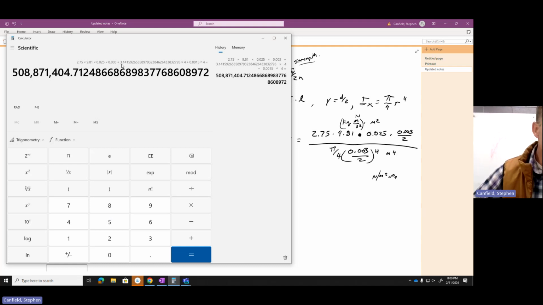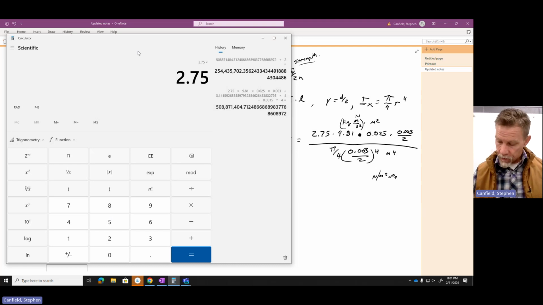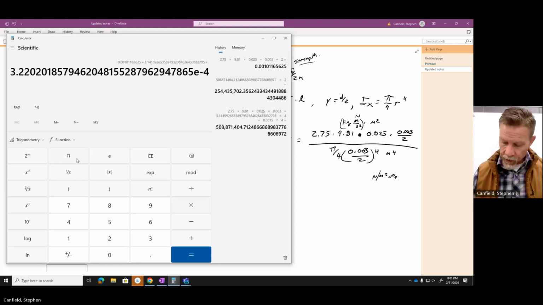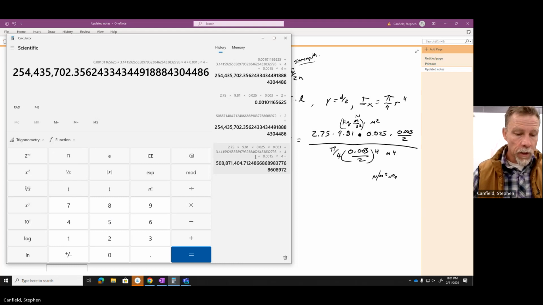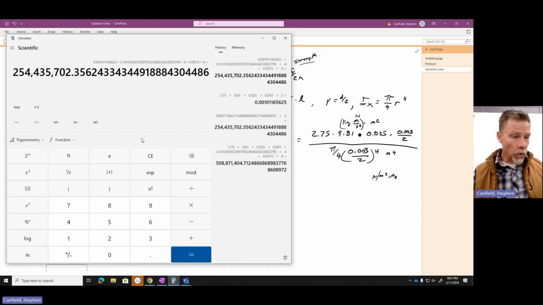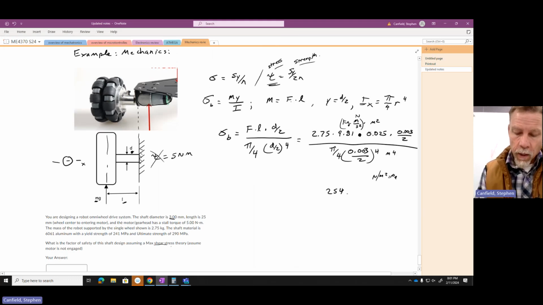Get carried away. I could just divide this result by 2 if you're okay with that. Let's try it one more time. 2.75 times 9.81 times 0.025 times 0.003 divided by 2. That's what I forgot. Now I've got to divide by pi times 4, divided by 0.0015 to the 4th. I'm not very good at this calculator. Okay, I got the same answer twice, so I'm feeling good about that. I get 254,435,000, or 254.4 times 10 to the 6th Pascals, or 254.4 megapascals.